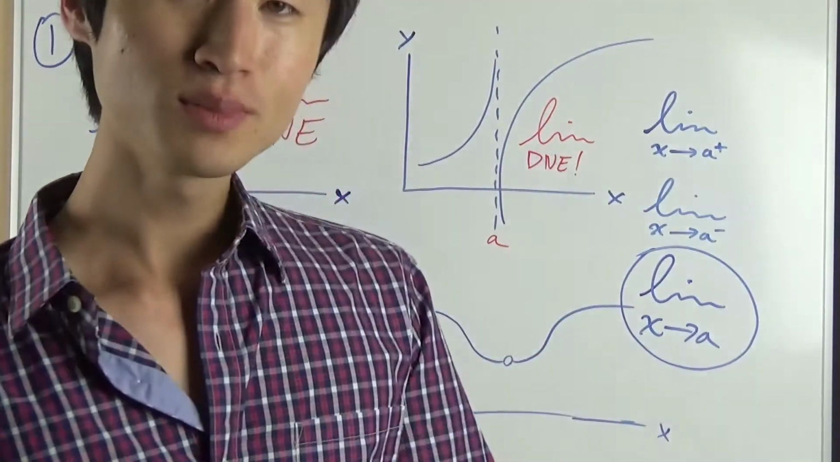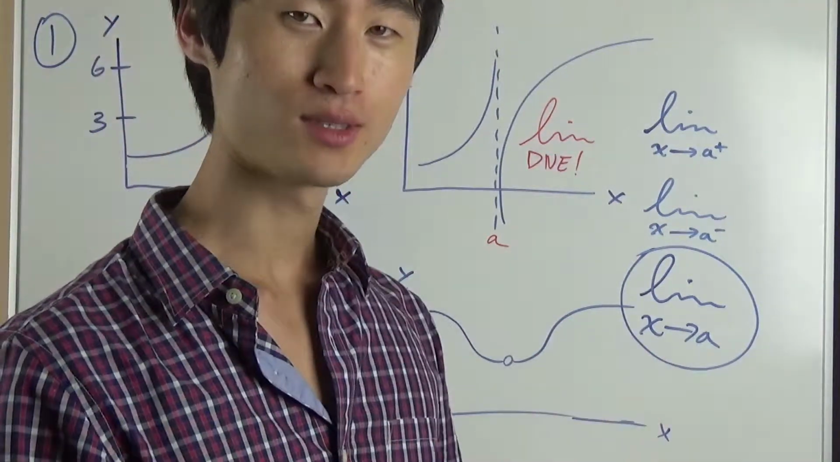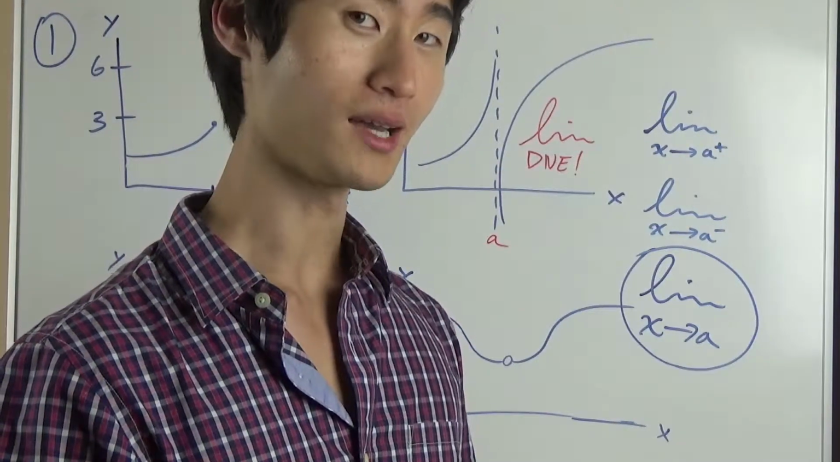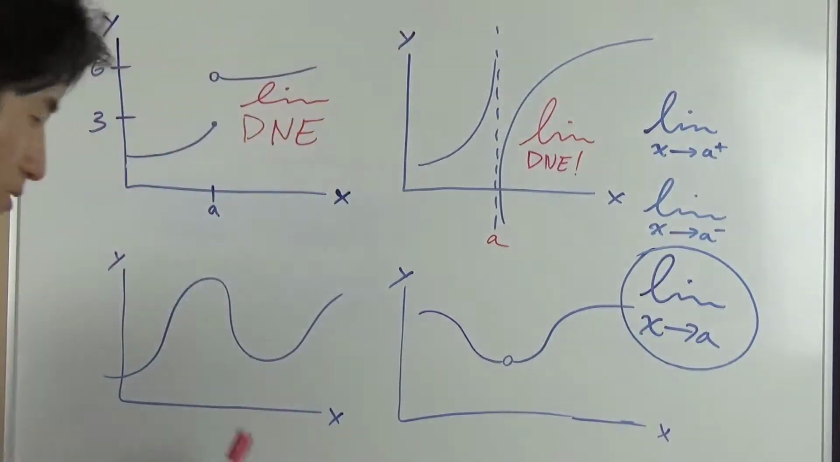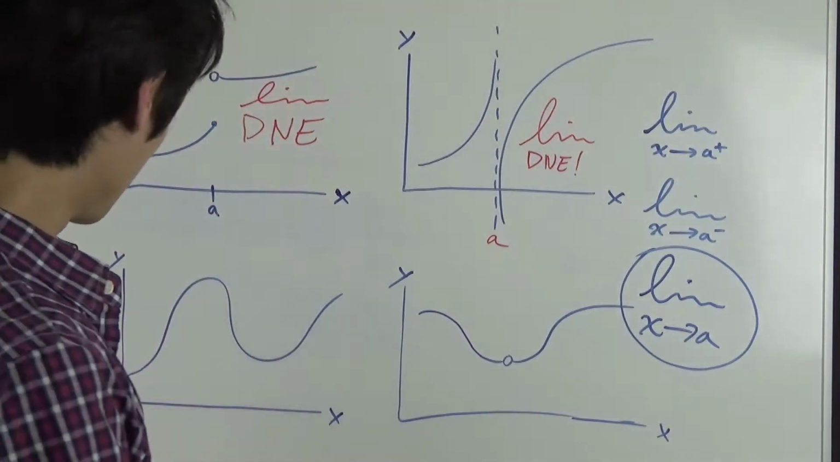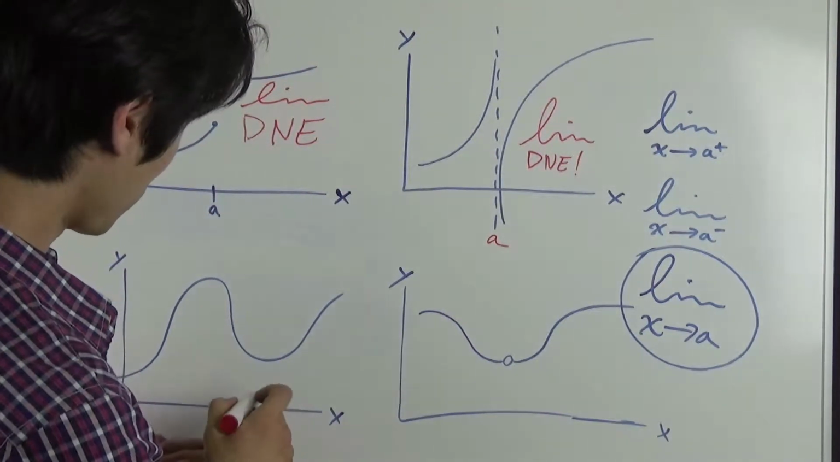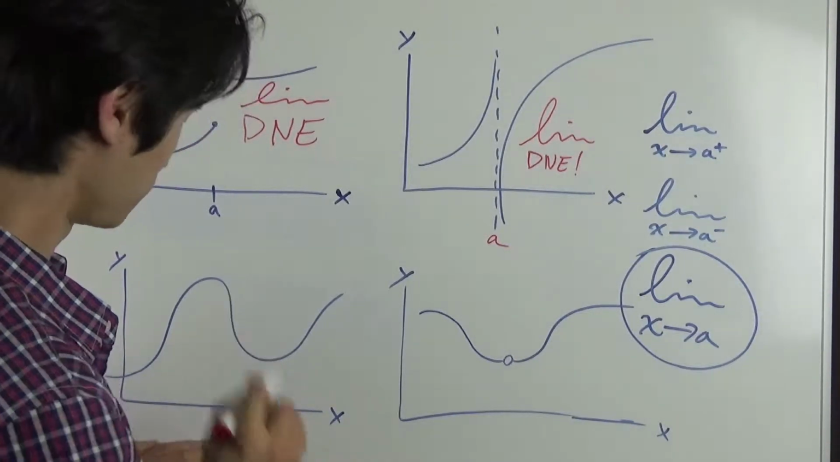Why? Simply because the right-hand limit and the left-hand limit do not converge at the same y value. That's it. Now let's look at this function over here. So let's say the value of a is going to be, in this case, right there.